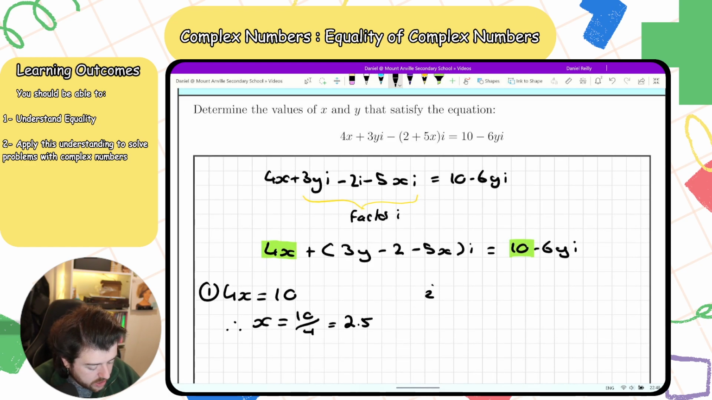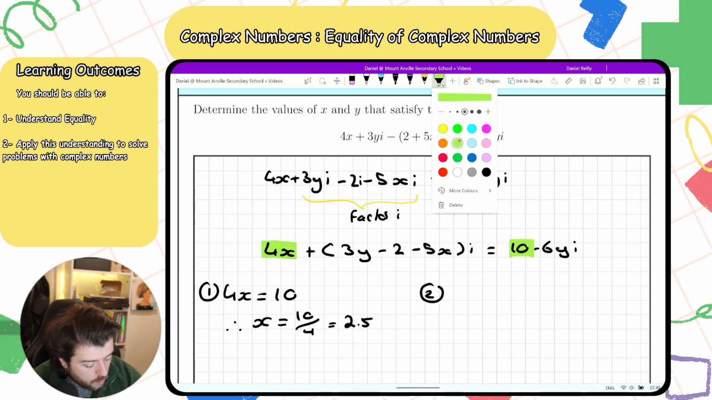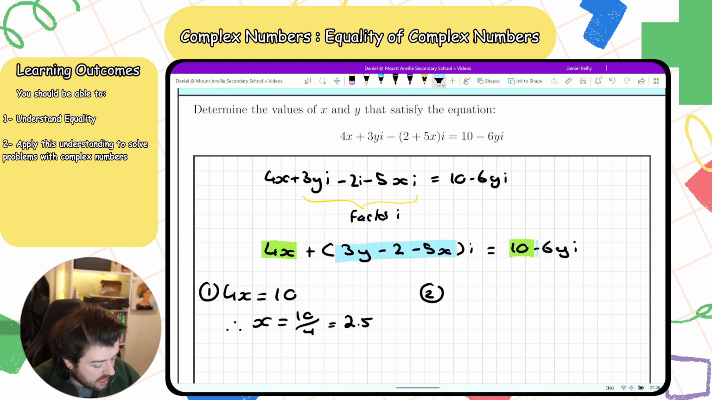Let's look at my second equation. Real with real, imaginary with imaginary. So 3y minus 2 minus 5x is going to be equal to minus 6y.